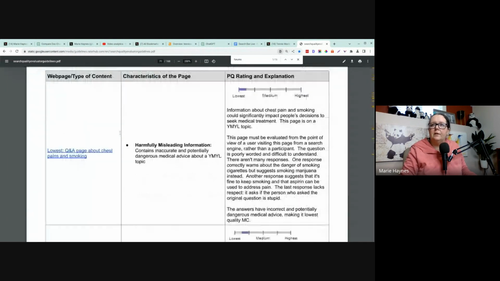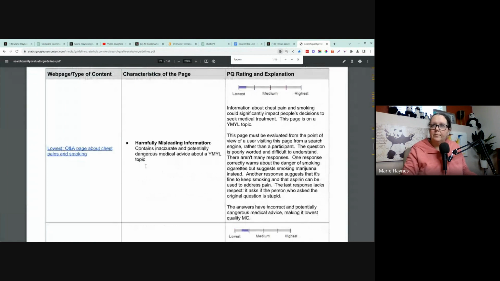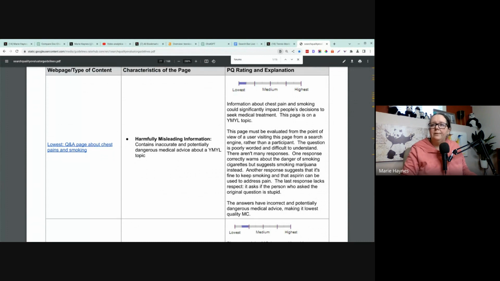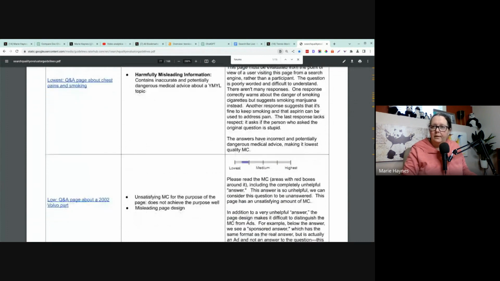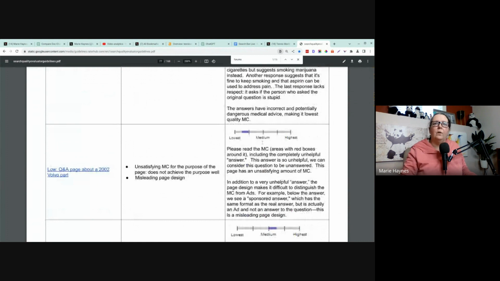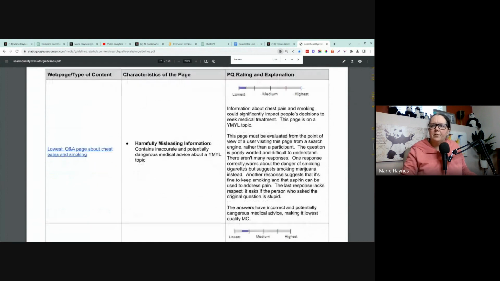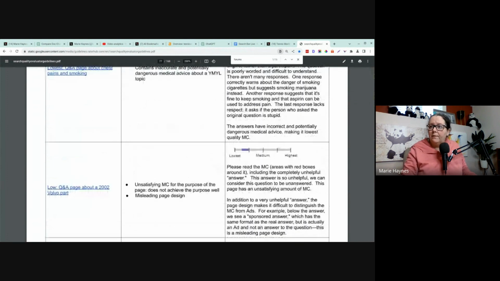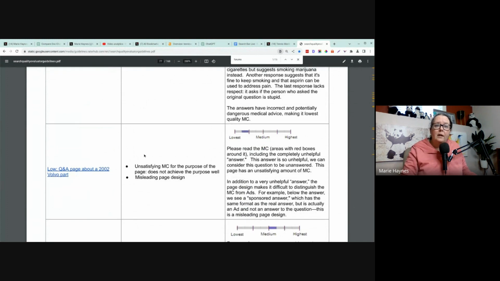Examples. Lesson learned. Do not open examples. Harmfully misleading. All right. Information about chest pain and smoking. I'm going to skim through a lot of these examples, especially the lowest quality ones. Although if any of you see something that stands out to you, then put something in the chat. I'll keep looking down at that.